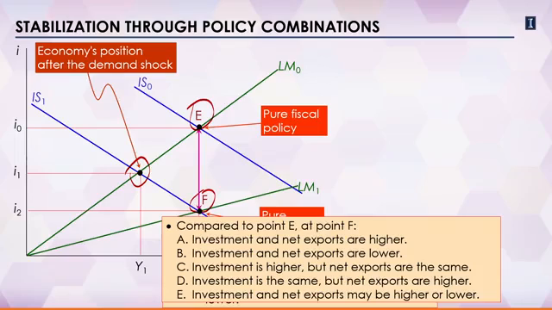Well, I hope you have chosen option A. At point F, we have more investment and net exports because the interest rate is lower, and because of the lower interest rate, the exchange rate is lower.